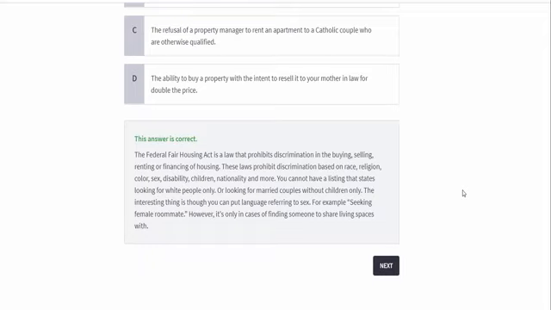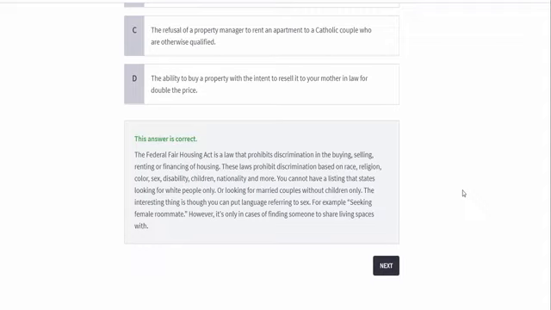So first and foremost, I'm going to read the explanation and then I'll give you guys some additional thoughts. The Federal Fair Housing Act is a law that prohibits discrimination in buying, selling, and renting. We all know that. These laws prohibit discrimination based on race, religion, color, sex, disabilities, children, nationality, and more. Okay, you cannot have a listing that states looking for white people only or looking for married couples with children only. The interesting thing, though, is you can put language referring to sex.